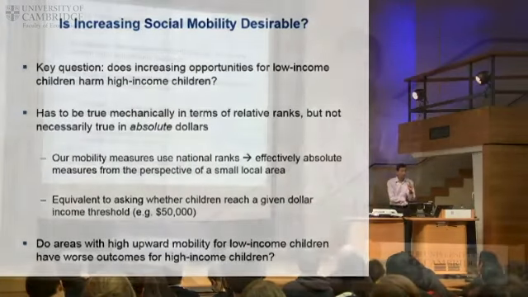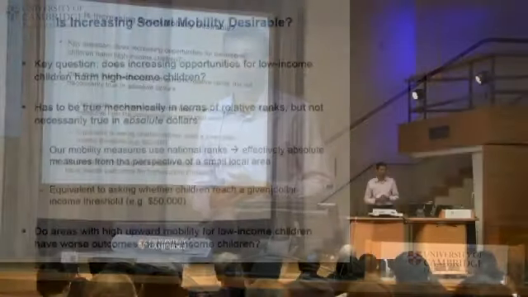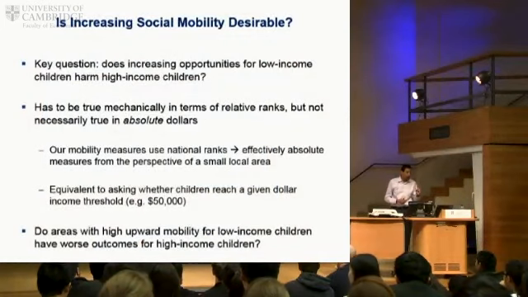if you're thinking about measuring mobility in terms of relative ranks in the income distribution, it has to be true mechanically that if someone is ranked higher, somebody else has to be ranked lower. So if we're going to use a rank-based measure of mobility, it's mathematically a fact that if you have higher upward mobility, you have to have greater downward mobility as well. However, that's not necessarily true in absolute dollars, right? If we're measuring everyone's income in absolute dollars, then if kids from low-income backgrounds earn more, that doesn't necessarily mean that kids from higher income backgrounds have to earn less.